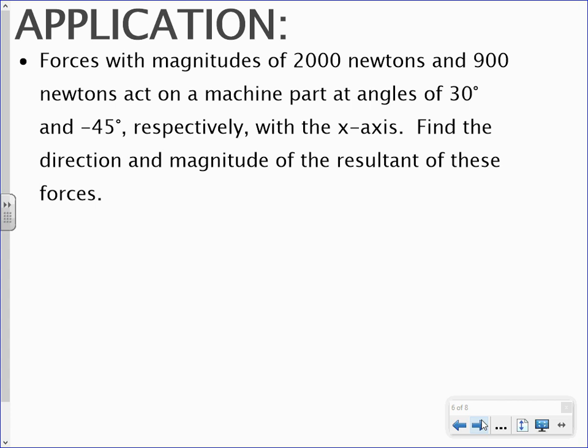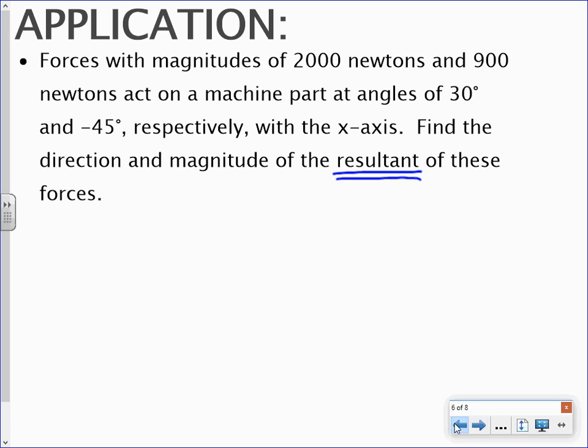Okay, so what's happening is we have two vectors acting together. And when you see the word resultant, what operation is that referring to? Okay, we're adding these two vectors together. These two vectors are working together on this machine part, so we're going to add them together. 2,000 newtons and 900 newtons, that would be the vector's magnitude. When we have a force, that's describing the magnitude of the vector. So first goal is we need to get the resultant of these vectors.